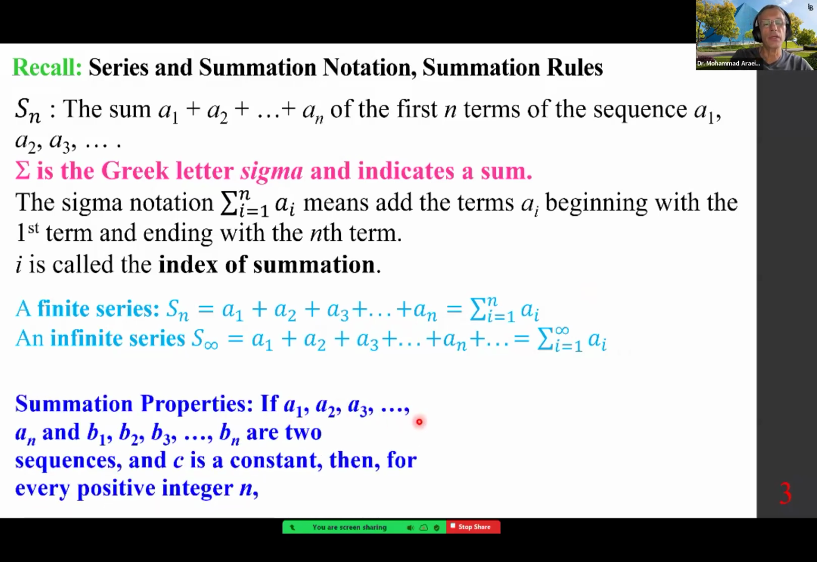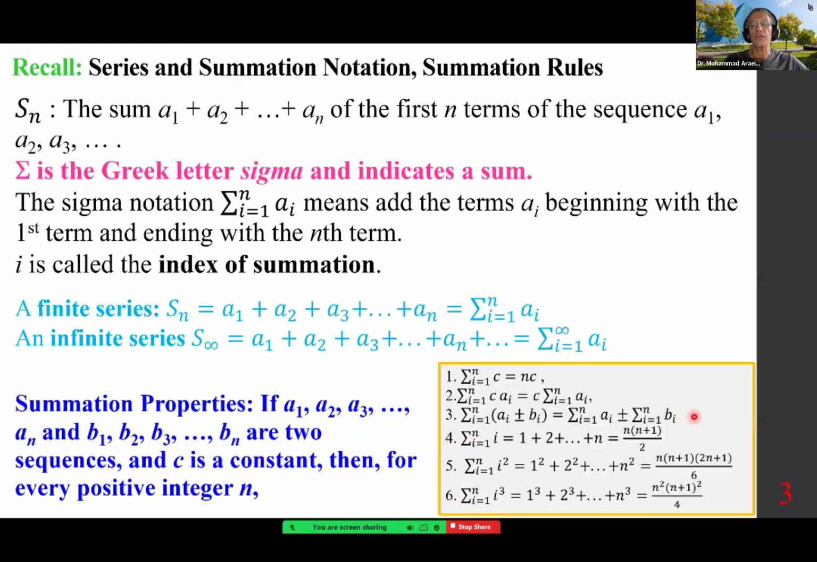Summation properties: if a sub 1, a sub 2, a sub 3, all the way to a sub n, that's one sequence, b sub 1 to b sub n is the second one, or two sequences, and c is some number, a constant. For every positive integer n, we have the following properties. For example, the summation of c as I goes from 1 to n is n times c.